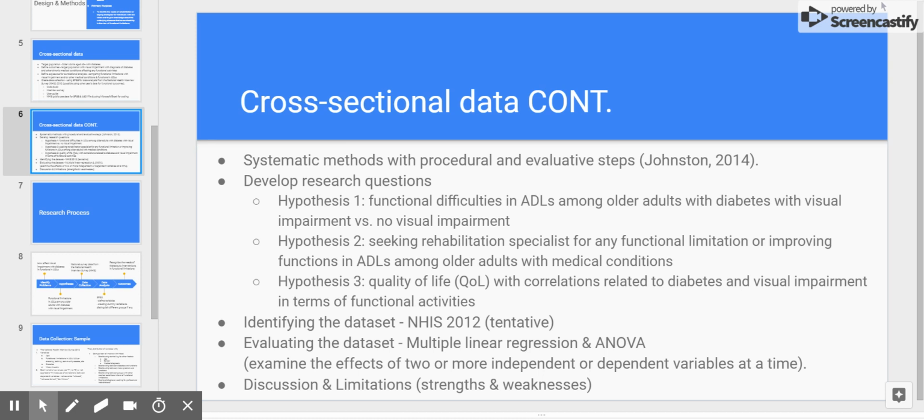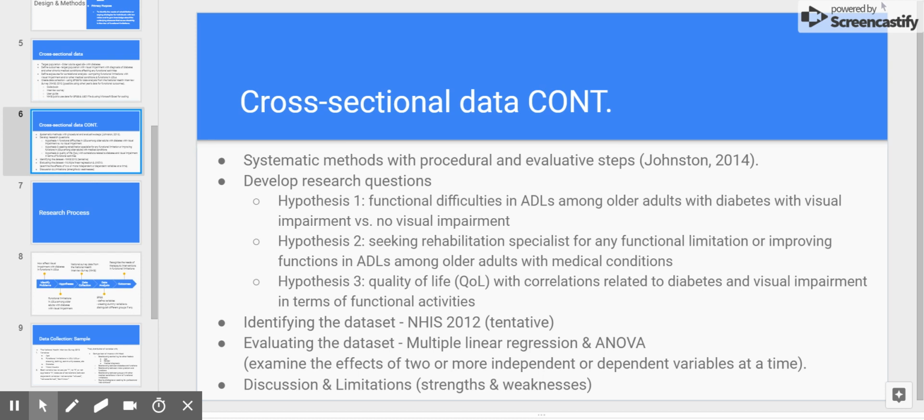And hypothesis 3, as I mentioned earlier, I wanna find out what about the quality of life with correlations related to diabetes and visual impairment. And I'm gonna identify the data set, as I mentioned.